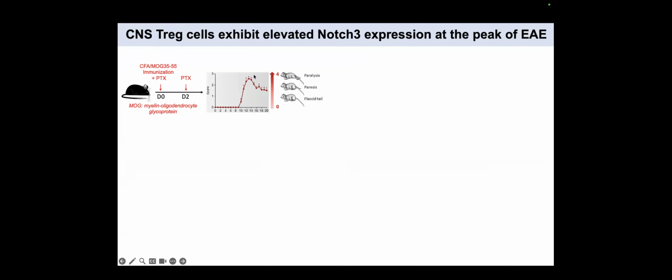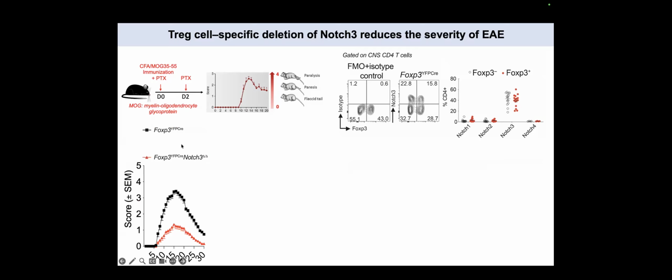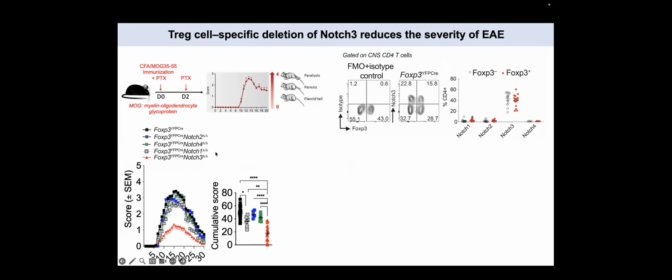We analyzed, at the peak of the disease, the expression of the different Notch receptors in the infiltrating CD4 cells in the CNS. What we find is that, as in humans, Notch3 is the only Notch receptor induced during EAE in the CNS. To really analyze the role of Notch3 in this disease, we decided to deplete Notch3 specifically in Treg by using the FOXP3 Cre mice. As you can see, the deletion of Notch3 decreases the EAE severity. This is specific to Notch3 because the deletion of the other Notch receptors does not induce the same protection.